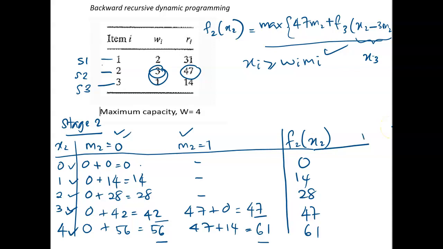Now, what is the optimal M2? From here, 0 comes from when M2 equals 0. The 14 here comes from when M2 also equals 0. 28 also comes from when M2 equals 0. 47 comes from when M2 equals 1. And finally, 61 comes from when M2 equals 1.